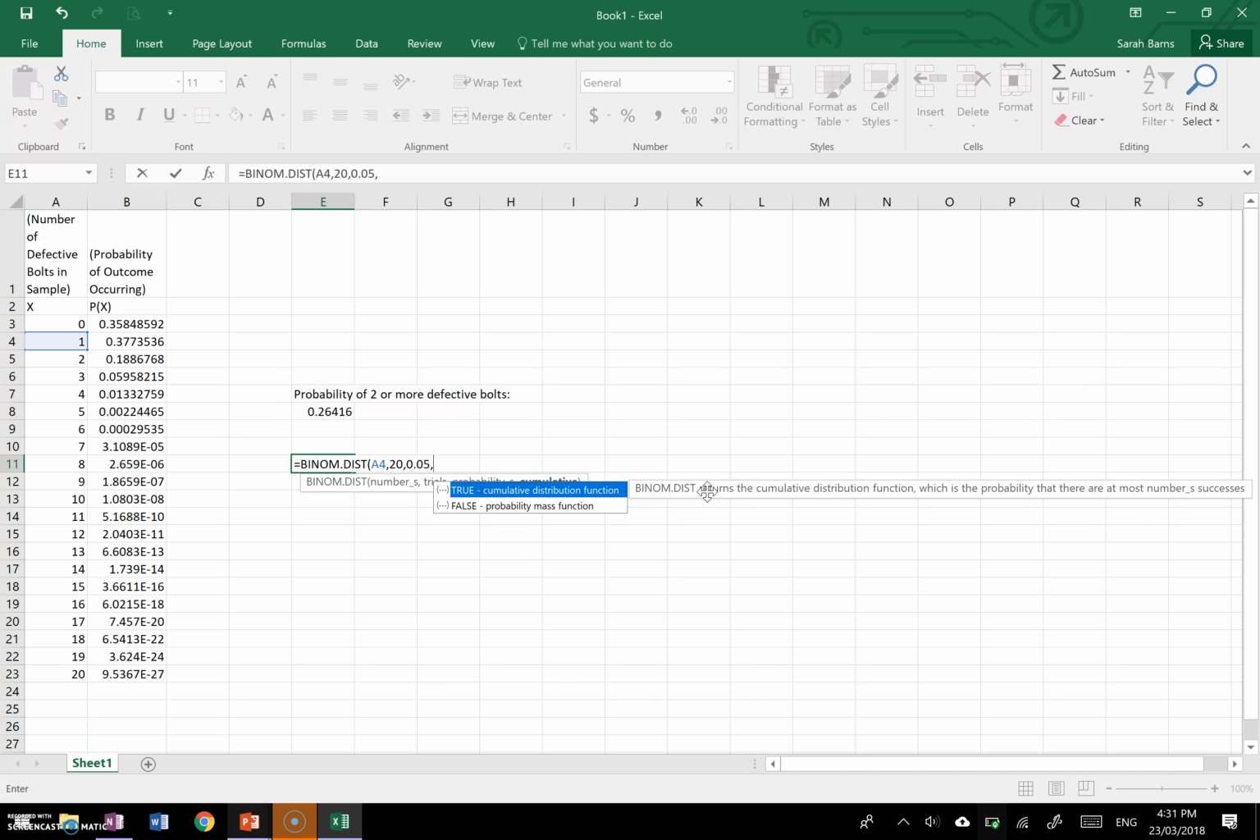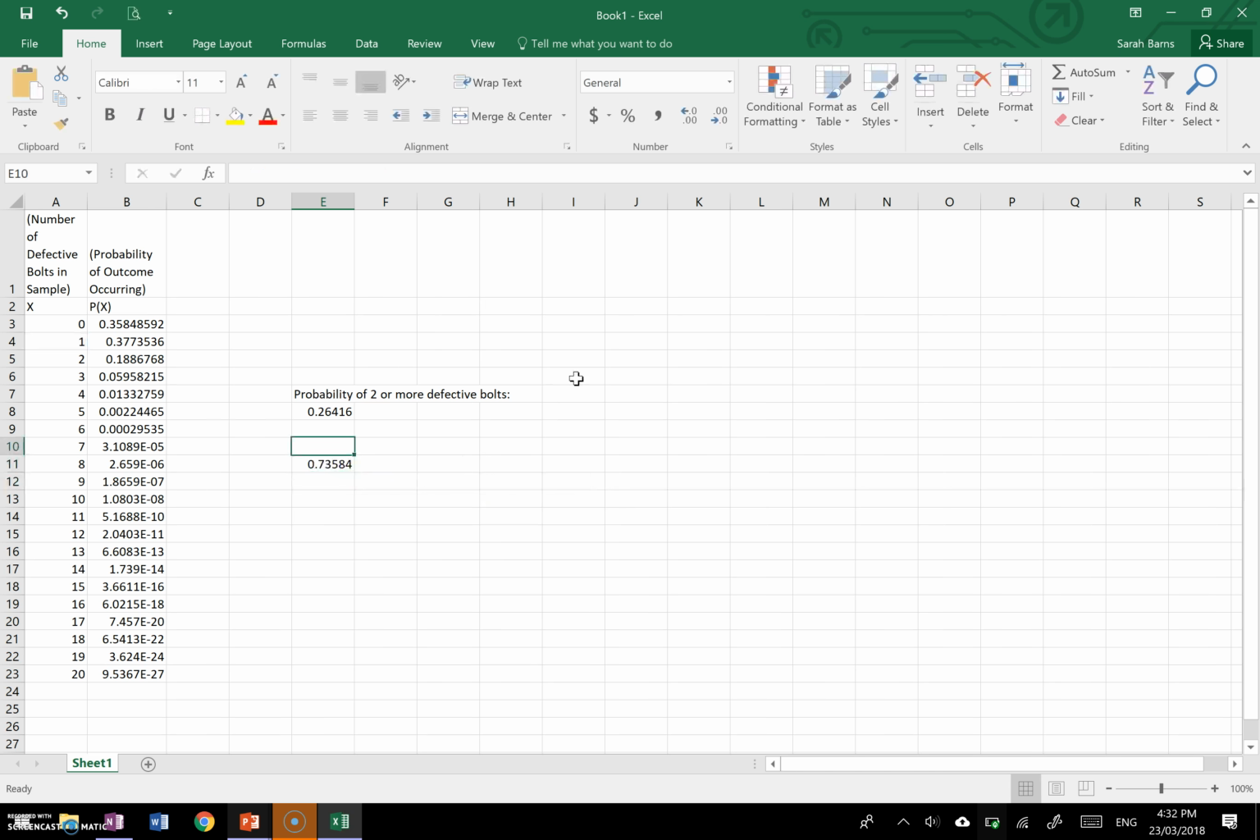If you read what it says, it's going to return the cumulative distribution function, which is the probability that there are at most number S successes. This was what you put in the first thing here, A4, and I've selected 1. So if I select true here, this is going to calculate the probability that there is at most 1 defective bolt in my sample. So it's basically going to add together the probability of getting 0 bolts and the probability of getting 1 bolt. Let's do that for a moment. All right, this is the probability of at most 1 bolt being defective.